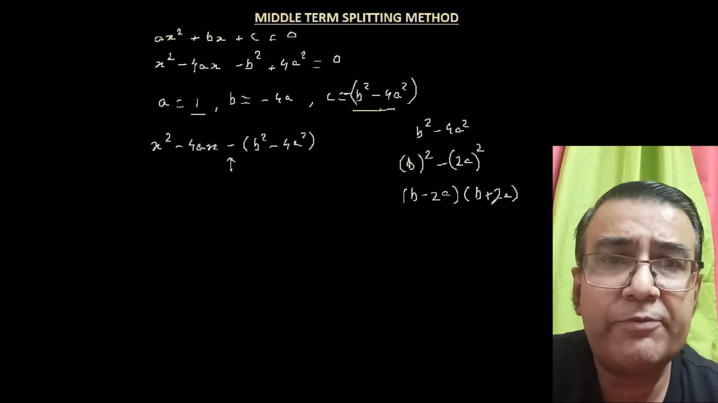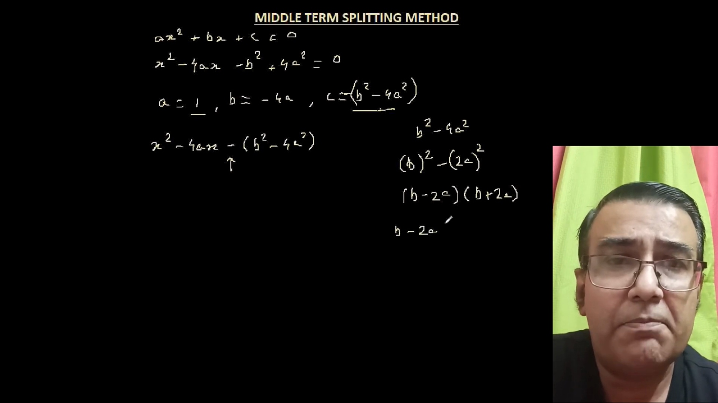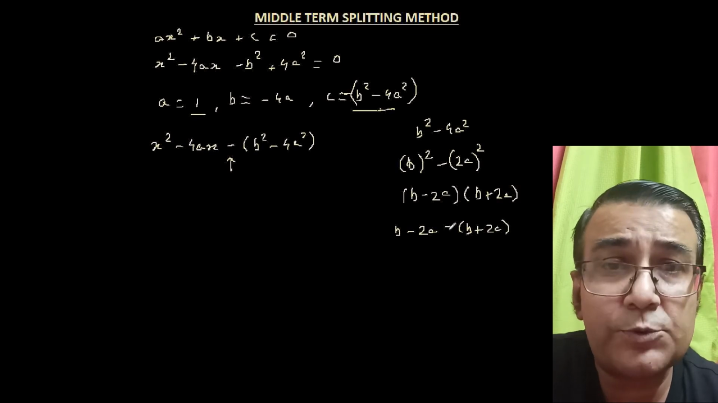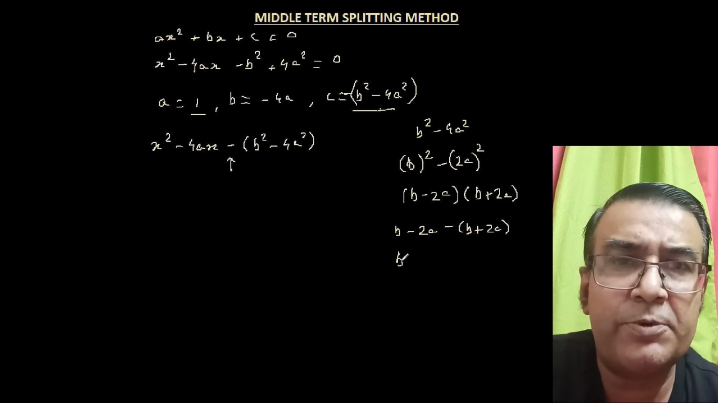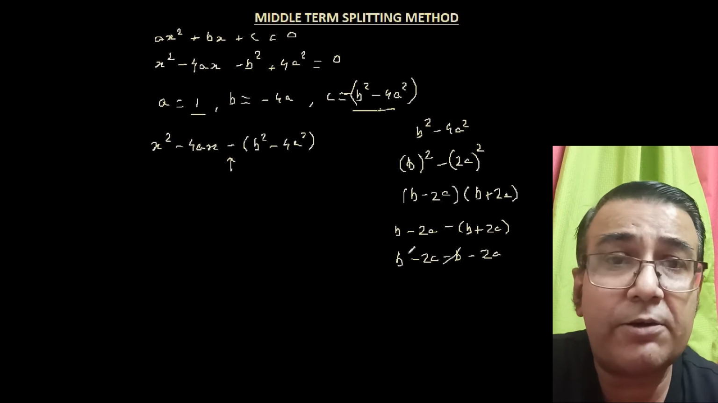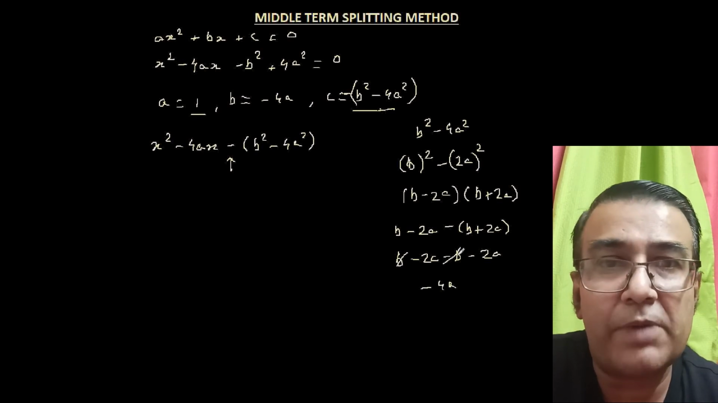So let's try and find out the difference. So it becomes b minus 2a minus, within brackets I can write b plus 2a, and when we distribute this negative term, it becomes b minus 2a minus b minus 2a, and then the b's can be cancelled out and I'll be left with minus 2a, which is equal to minus 4a.